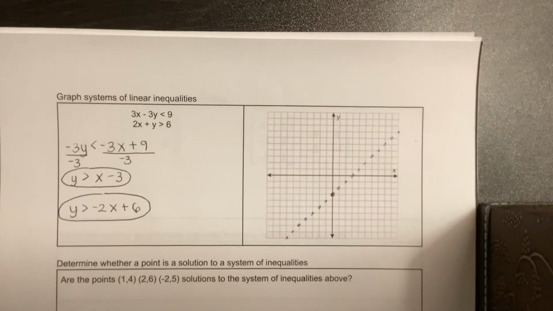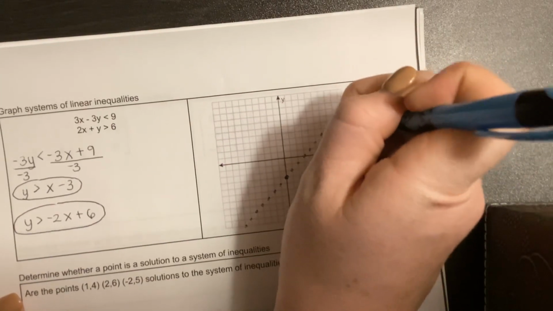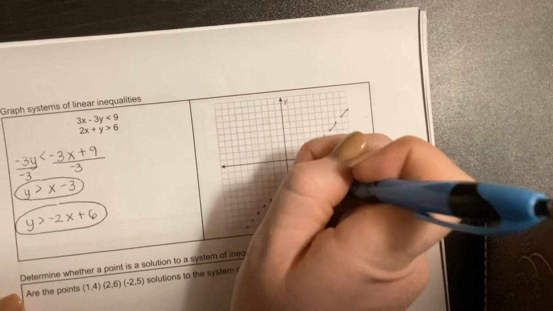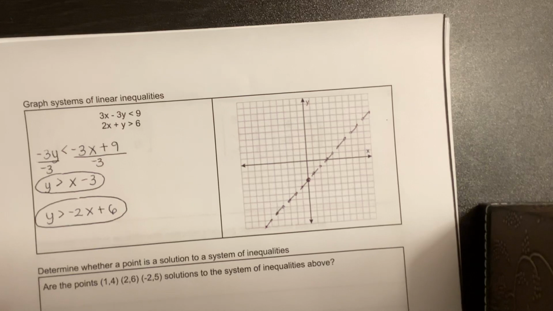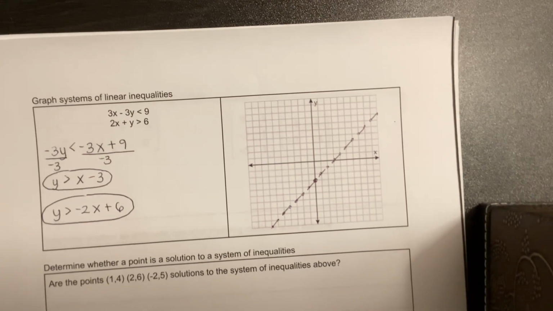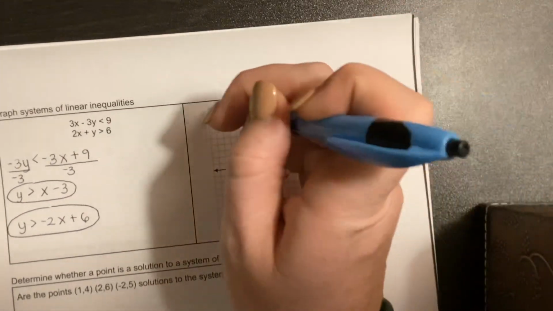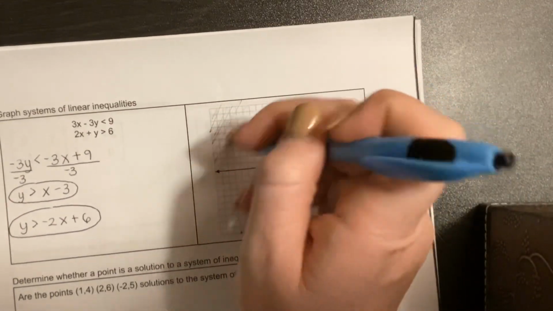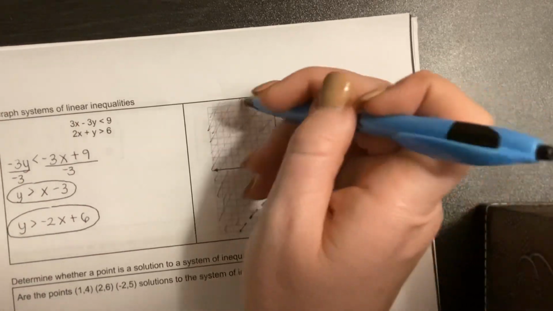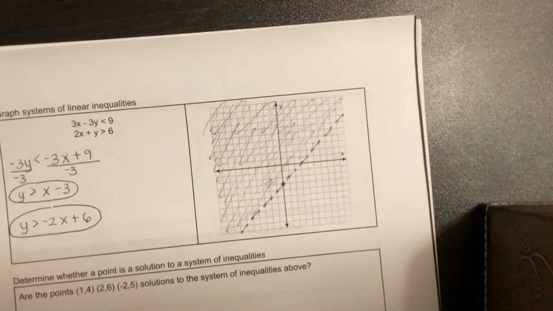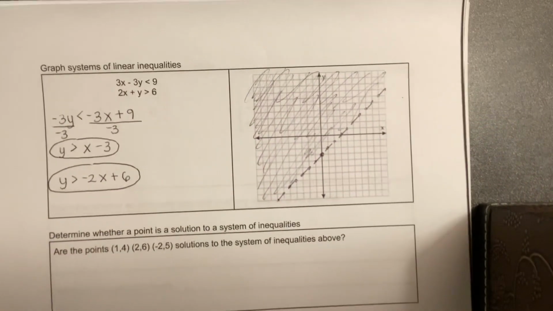So because this is just a greater than symbol, that means that your line cannot be a solid line. So your line is going to be this dashed line all the way through. And if I'm greater than something, I'm above that thing. So that means you're going to shade above that line. So we're going to end up shading all of this stuff up here. Okay, so it looks like that so far. All that got shaded. Now we're going to do our next one.